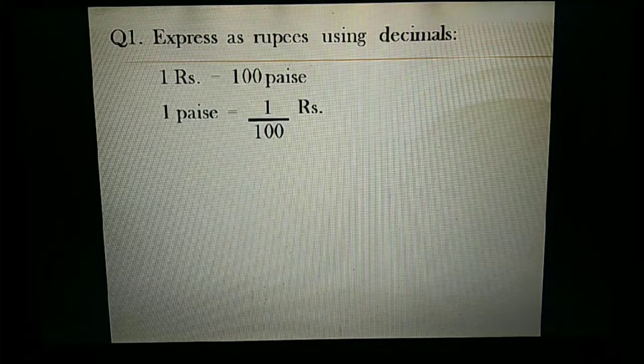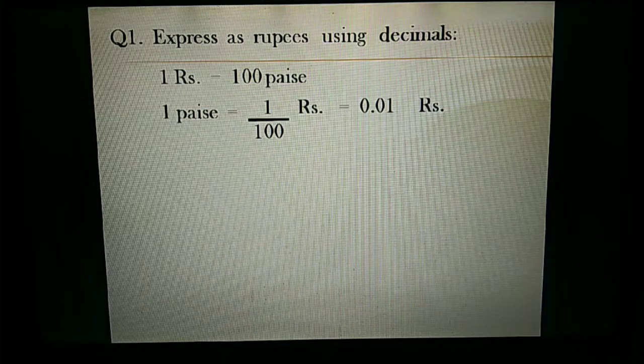As there are two zeros in the denominator, in decimal form we will write it as 0.01 rupees. The point is coming after two digits from the right. We will use this relation to solve the sums. 1 paisa means 0.01 rupees.